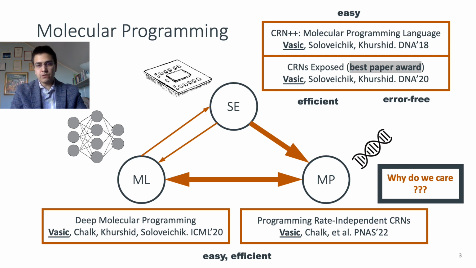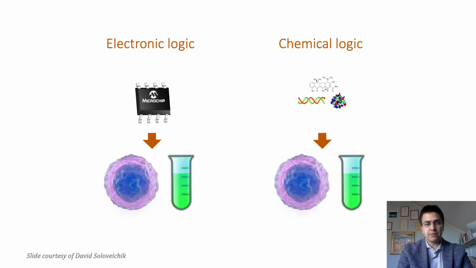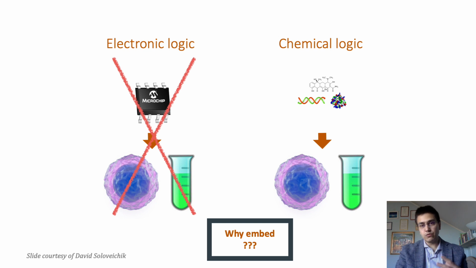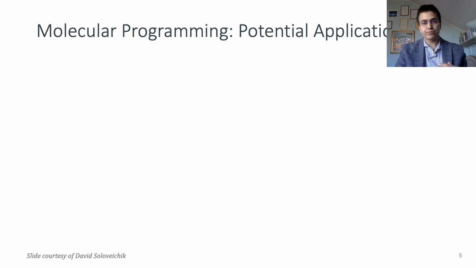So you might wonder, why would we even care about programming with chemistry? And one fundamental reason is that we cannot embed electronic logic into living and synthetic biochemical systems because it's not compatible with those environments, while on the other side, chemical logic is naturally suitable and compatible with those. So why would you want to embed logic? Well, there are many applications that could be enabled by doing so.